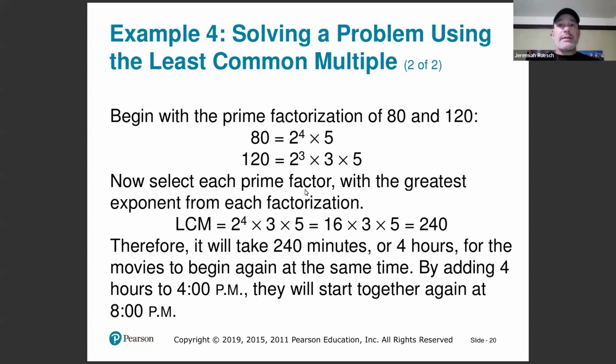And so if we divide that by 60 to convert it into hours, 240 minutes is 4 hours. Adding 4 hours to 4 p.m. means we would be at 8 p.m. So after 4 hours, both films would be starting over at the same time. Okay.